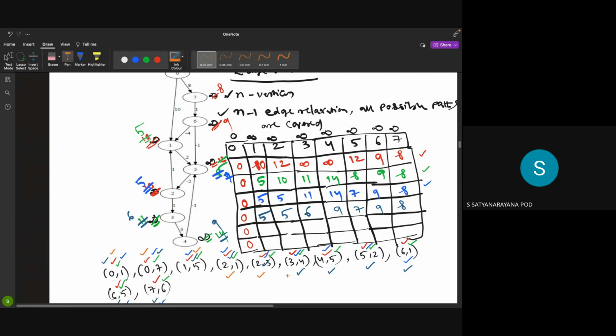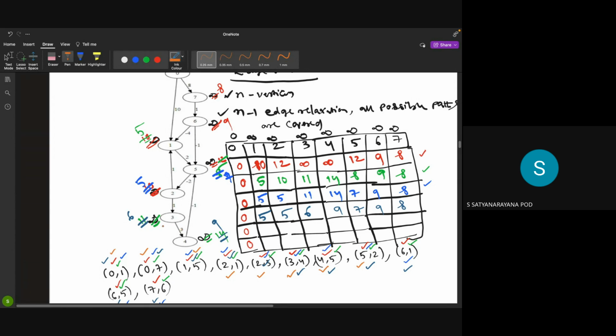So no chance, 9 is already an existing value. 4 to 5, so 9 minus 1 is 8. No chance of update, 4 to 5 is already there. 5 to 2 is already 7. 7 minus 2, 5 already exists. The existing value is the better value.